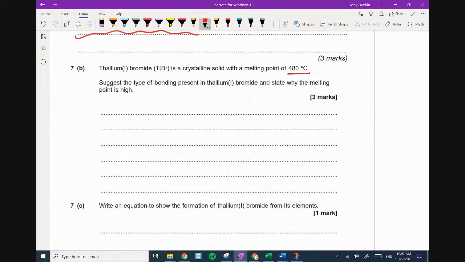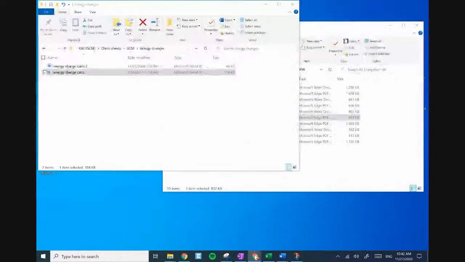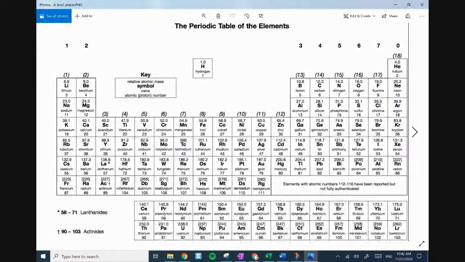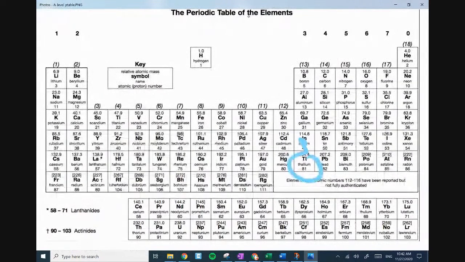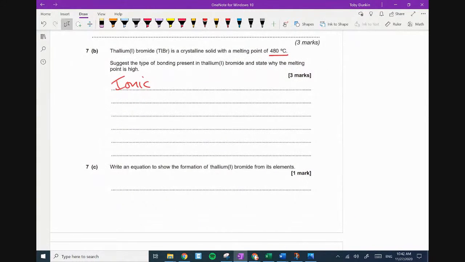Thallium bromide is a crystalline solid with a high melting point. It's still pretty high. Suggest the type of bonding present. So guys, I don't know what thallium is. This is a great example of where you have to use your GCSE rules. Where is thallium? It is a metal. So we know where the line is. It's clearly on the metal side. Probably going to be ionic. So this is ionic. Do you see the repetitive nature of these questions?